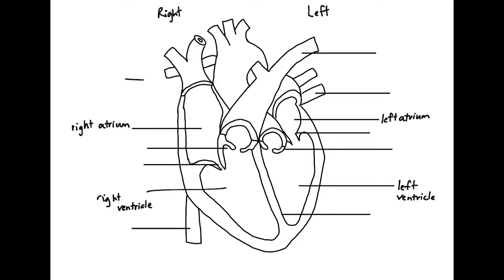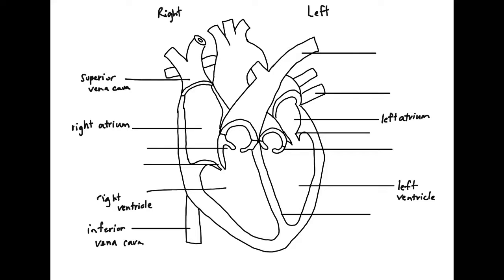Something else I haven't drawn my line. We actually have here what we call the superior vena cava and the inferior vena cava. Okay, and they're both veins again, so vena cava is a type of vein. So they are coming to the heart, and we'll talk about the blood flow after we finish labeling.